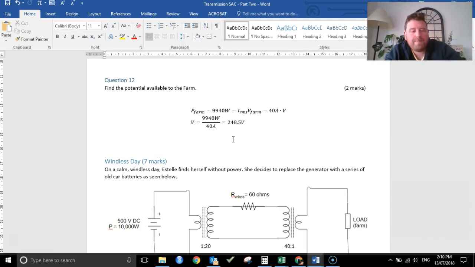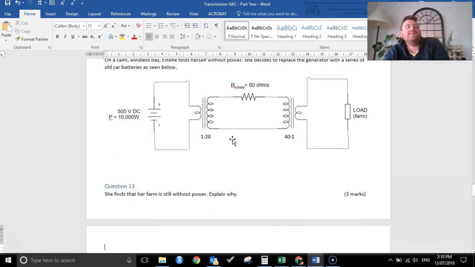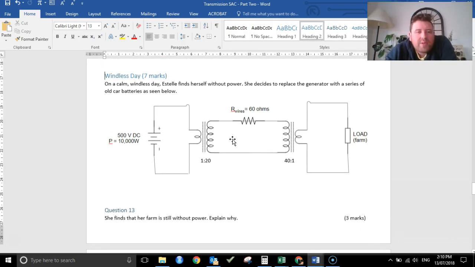All right, let's move on to the next little section. In this section, we've replaced the wind turbine with some batteries because there's no wind on this day. So she replaces the generator with a series of old car batteries, and so we've still got 500 volts on there, but it's DC now, not 500 volts RMS. And it's still putting out 10,000 watts apparently, at least at first, which is what she's looking for. But she finds that her farm is without any power, and we need to explain why.